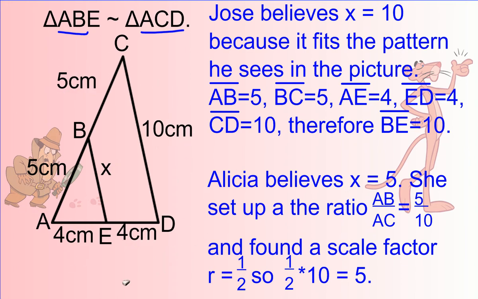Alicia believes that the measure of this x is equal to 5. And it says she set up a ratio AB over AC, got 5 over 10, and found a scale factor R equals 1/2. So 1/2 times 10 is 5. What I'd like you to do is, again, determine whose method is correct, and then for the person who is wrong, explain why that doesn't work. Why is that wrong method wrong? Go ahead, pause the video, and do that right now.